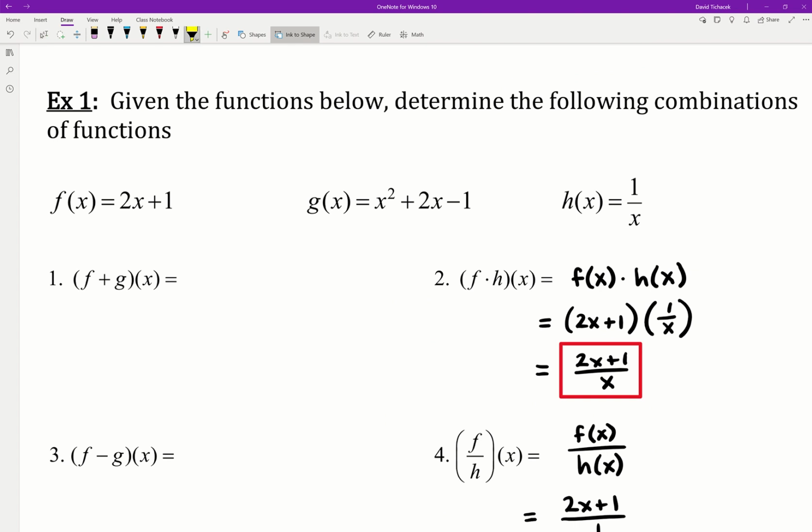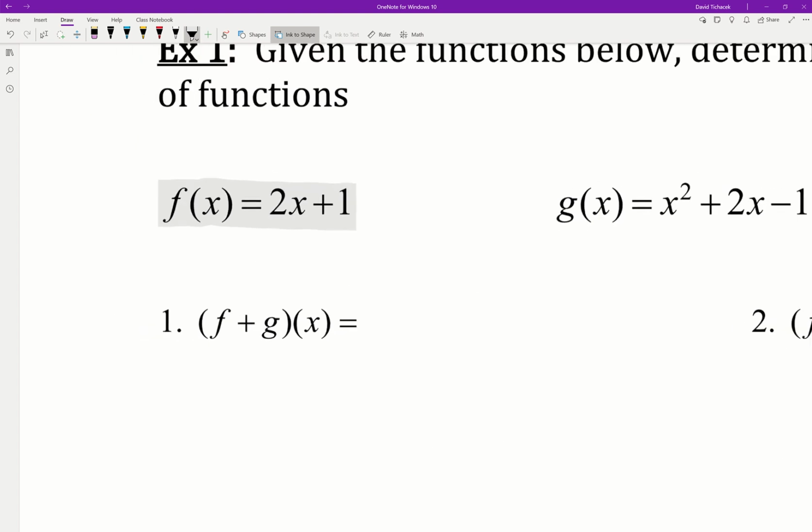You'll notice that I'm giving you 3 functions to start, so these are 3 machines that are already built. You've got your F machine. Really quickly, I just want to describe what it does. It's going to take your input, the number that you give the machine, and do what with it? Well, this is the machine that's programmed to double your number first and then add a 1 onto that.